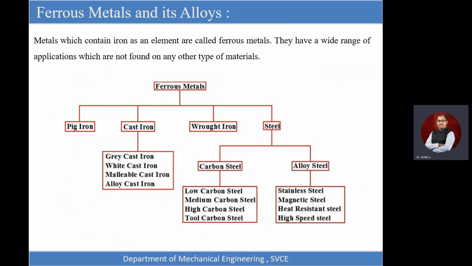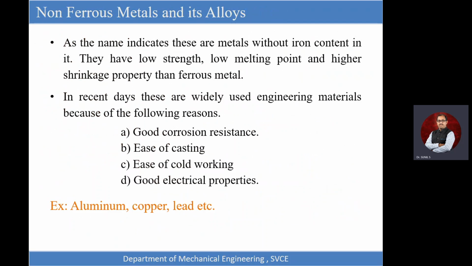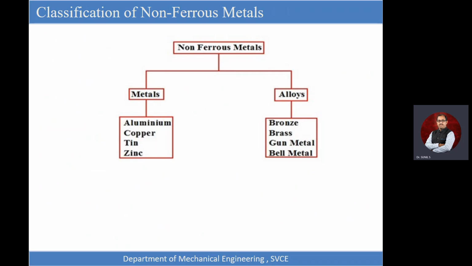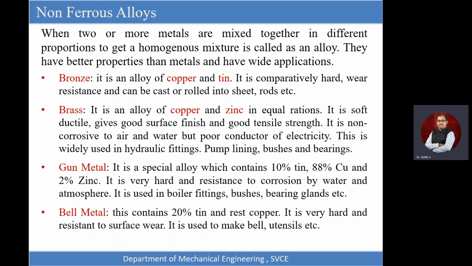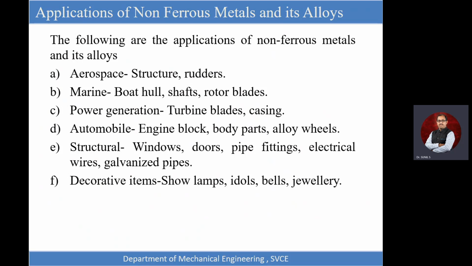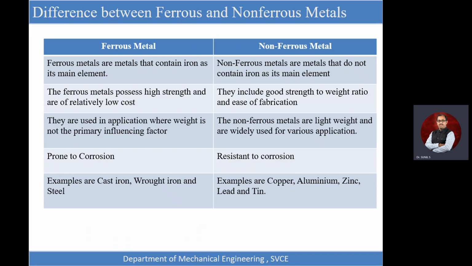Again, in ferrous metals, we have studied the classification: pig iron, cast iron, wrought iron, and steel, and its applications. Under non-ferrous metals, we have studied its main properties and classification, like what is a metal and what is an alloy. Different materials and how they are made we have studied. Some of the alloys like bronze, brass, gunmetal, bell metal we have discussed. In the previous class, we discussed the applications of non-ferrous metals. Finally, we compared ferrous and non-ferrous materials. At this point, we had stopped in the previous class.